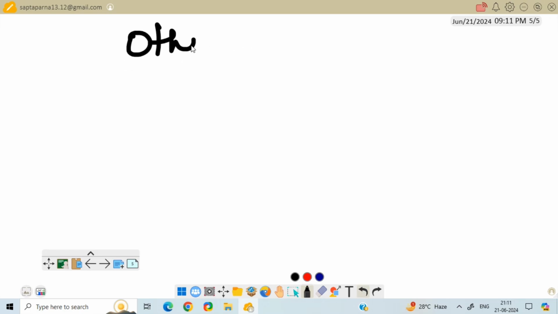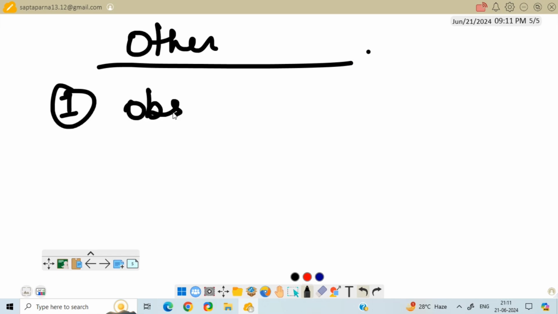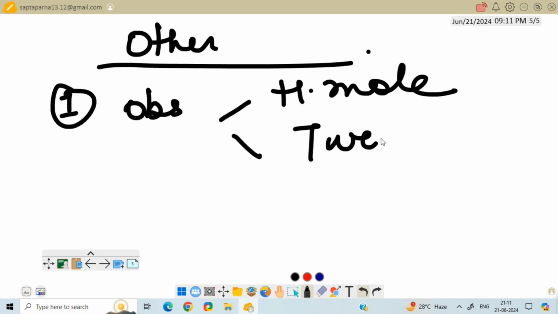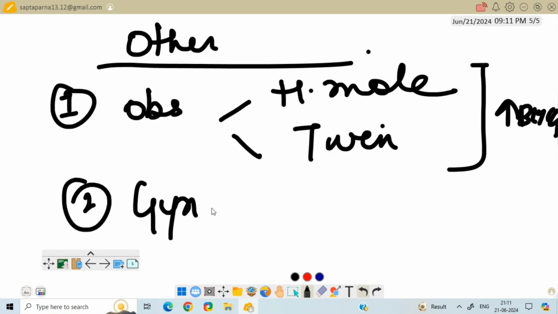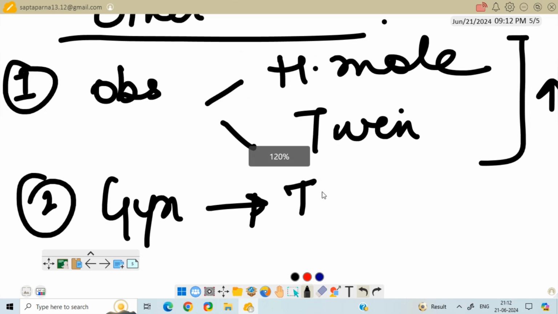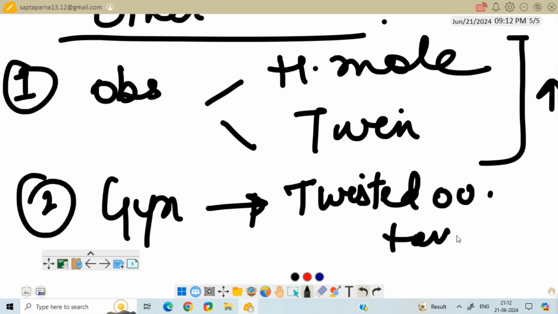Now you also have to know the other causes of nausea and vomiting in pregnancy. What are the other obstetrical causes in which nausea and vomiting are more? One is the molar pregnancy, and next is the twin pregnancy. Why? Because of increased beta HCG levels here. Next, what is the gynecological condition which is responsible? It can be due to twisted ovarian tumor.